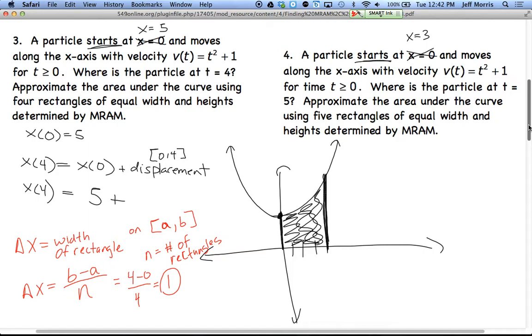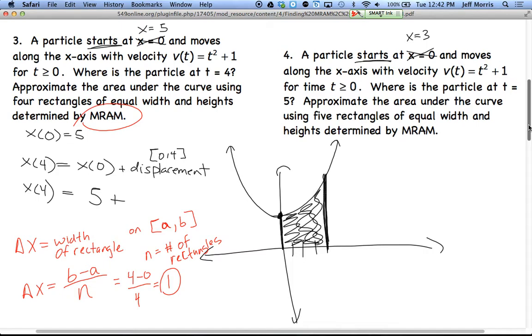So the first rectangle, you ready? Now, what did it say? LRAM, MRAM, or RRAM? MRAM. Oh, it just got complicated now. You thought it was easy because it was 1. But it just got complicated because I said I have to do it MRAM. So here we go. The first rectangle, if I'm going to go from 0 to 4, well, look at it. It's already divided up. 1, 2, 3, 4. Each rectangle of equal width, 1.